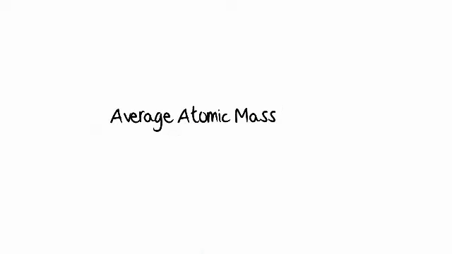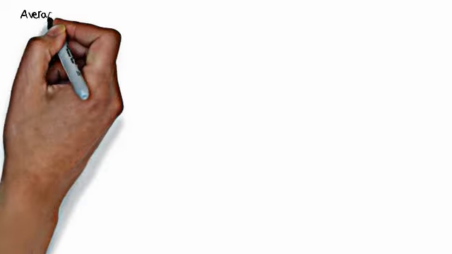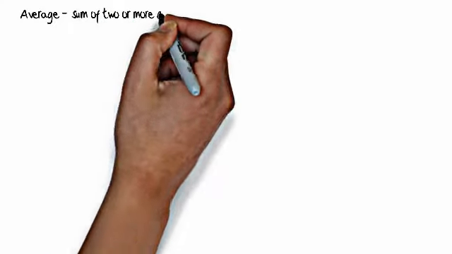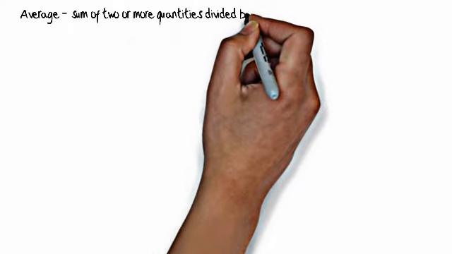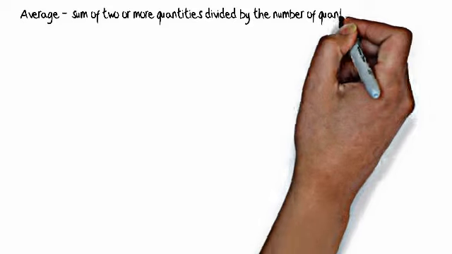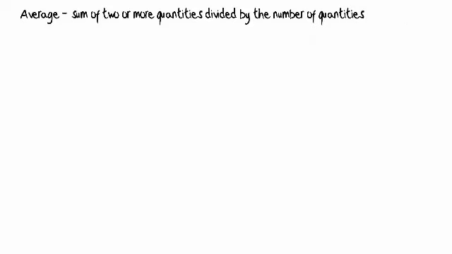Okay, so we're going to talk about average atomic mass. In order to do this, first we should define what an average is. An average is the sum of two or more quantities divided by the number of quantities.